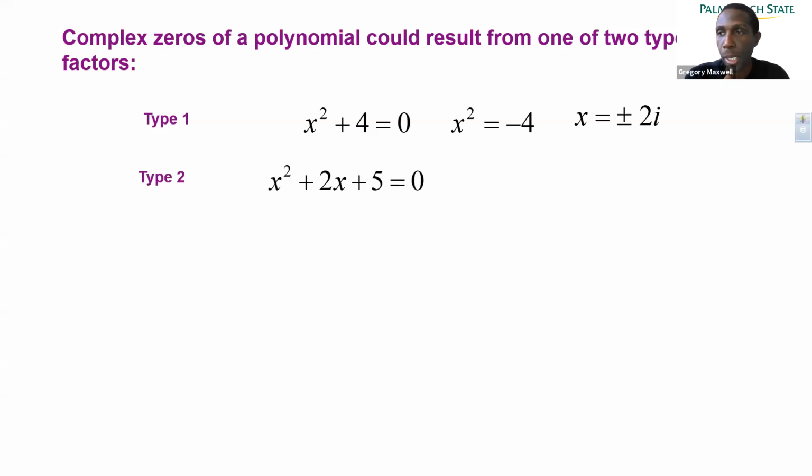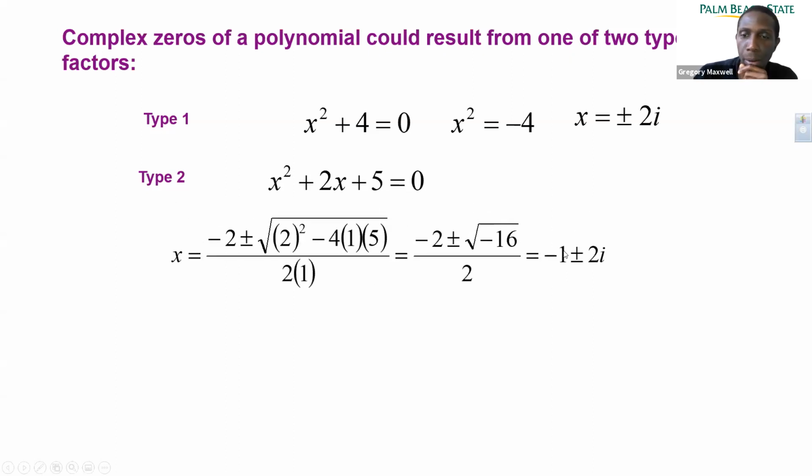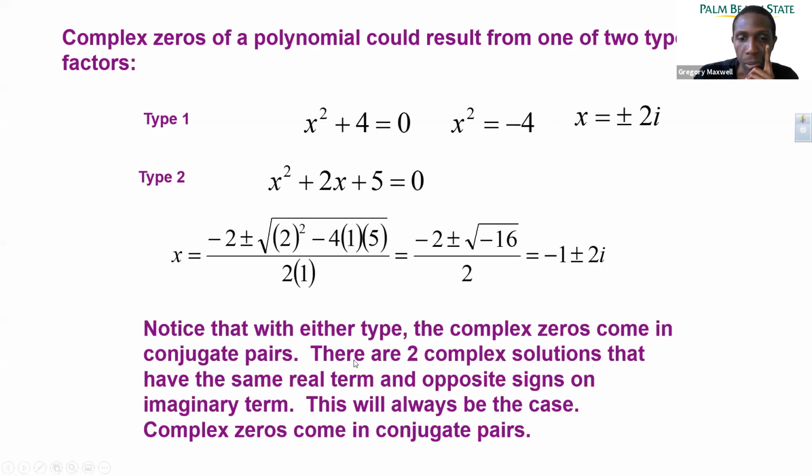Here's another example. I can solve this one by using the quadratic formula, and I get negative 1 plus or minus 2i. Again, these are two complex numbers. They are conjugates of each other: negative 1 plus 2i and negative 1 minus 2i. In general, whenever you have a complex solution, a complex zero for a polynomial, then its conjugate is also a zero of the polynomial. So this is what it says at the bottom here.